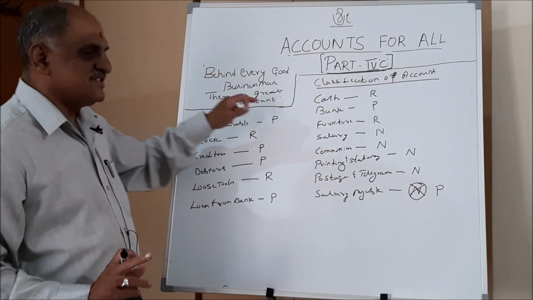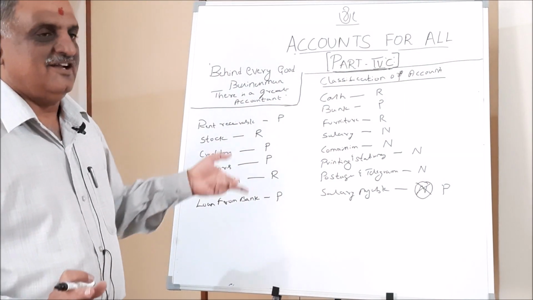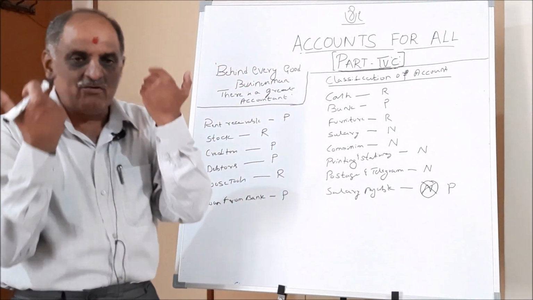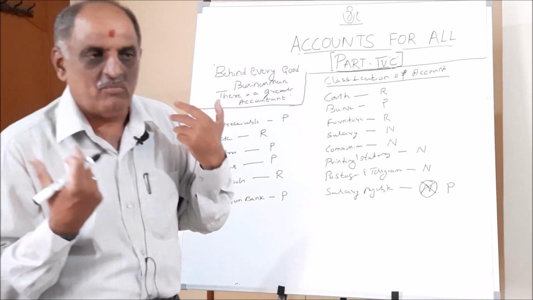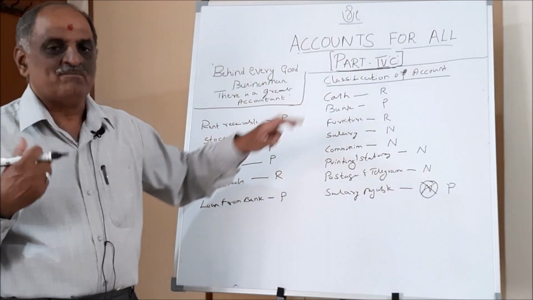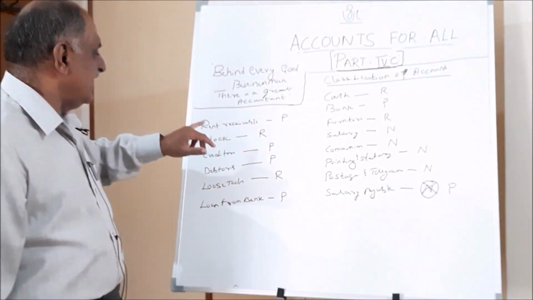Then rent receivable. Rent paid is a nominal account, but rent receivable means I still have to receive it. From whom do I have to receive? I have to receive from a person. So once again it is a personal account.